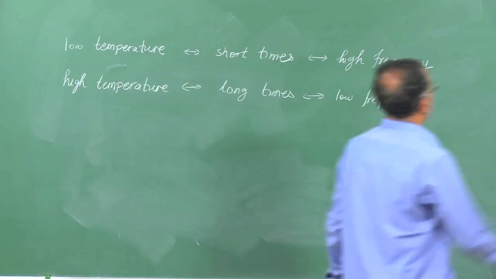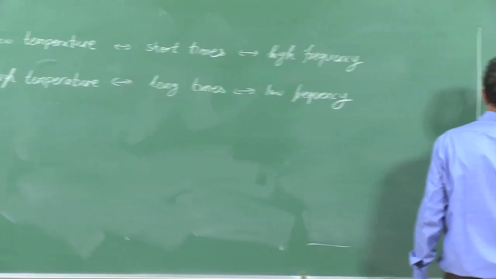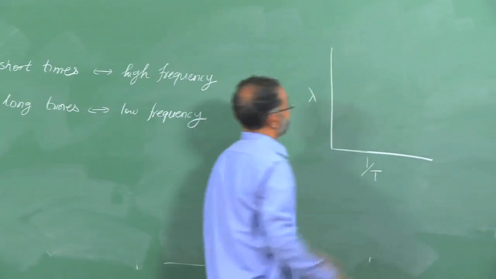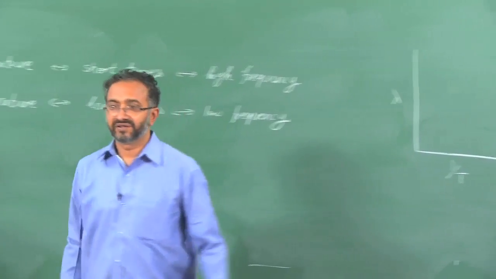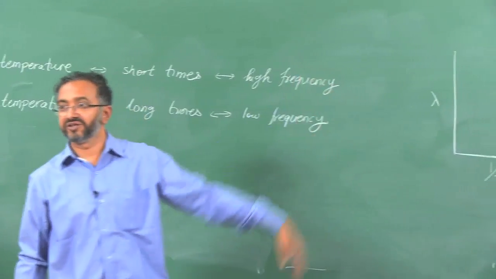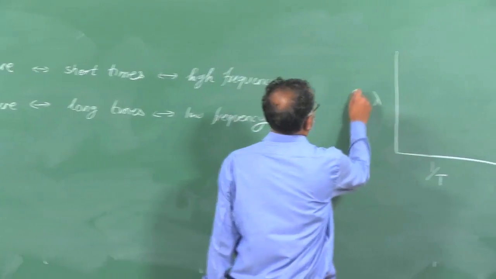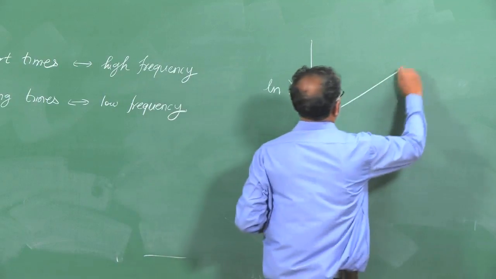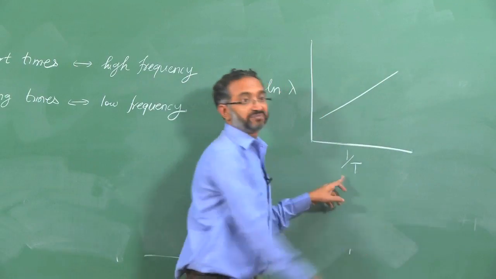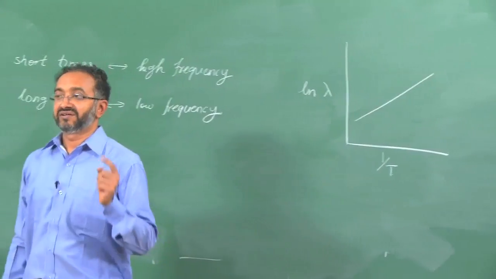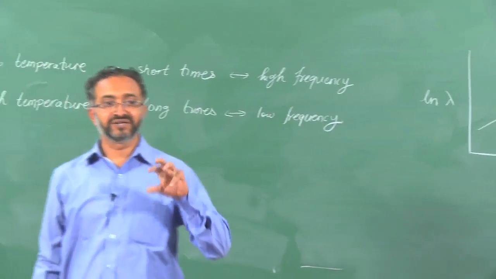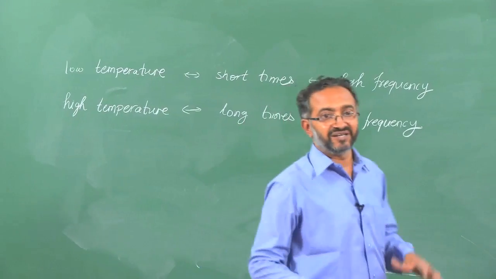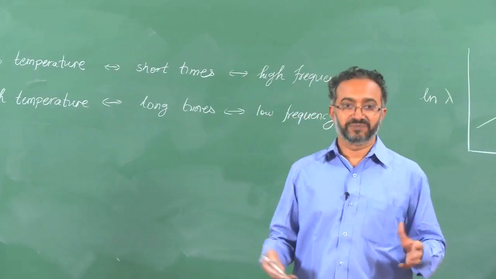So, for example, lambda, the relaxation time, versus 1 over T. If the y axis is, let us say, logarithmic, log of lambda, then how would this be for an Arrhenius? So, relaxation time would continue to increase as temperature goes to 0, and relaxation time will become infinite when temperature is 0. So, at 0 Kelvin basically no relaxation processes are possible, right.